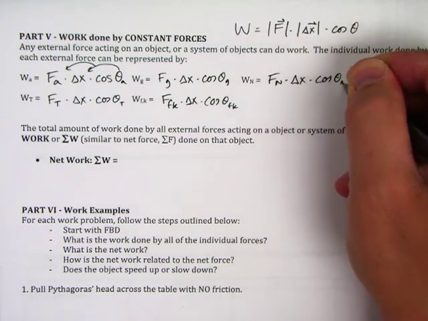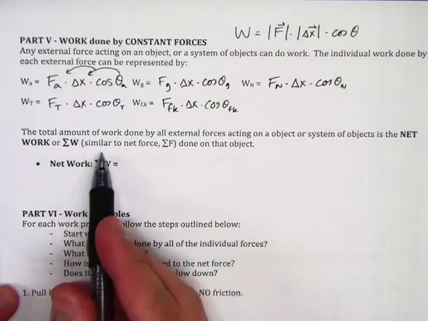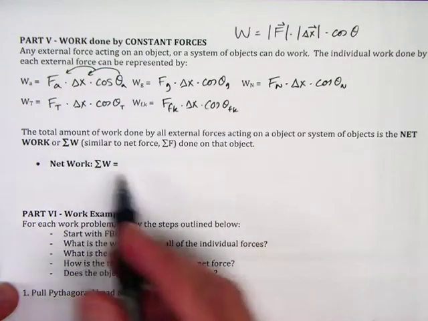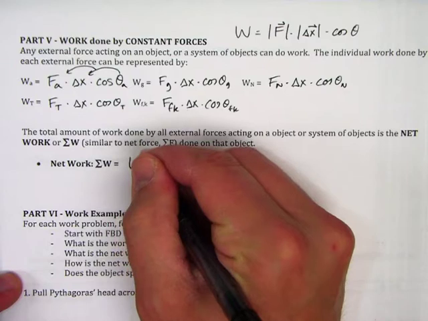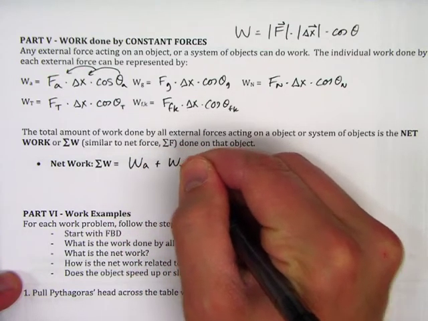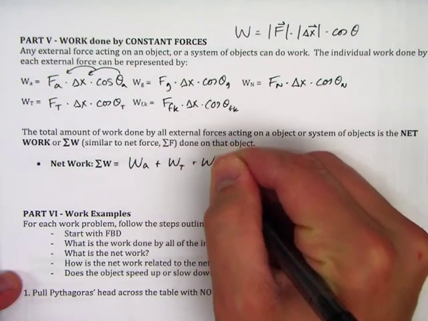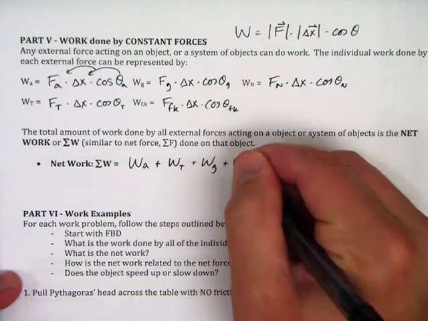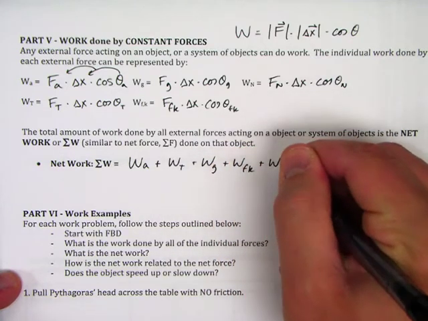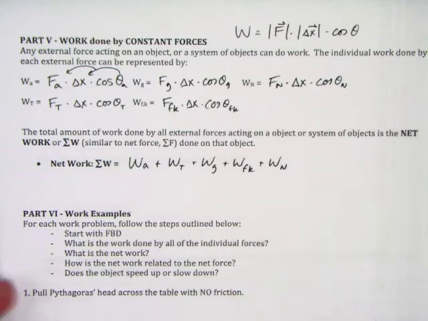So the net work, the sum of all the work done by all external forces acting on an object or system, is simply taking those works and summing them up. Now, some of these will be negative, so we're going to be adding the negative work, but I'm writing them all as positive as the sum of.